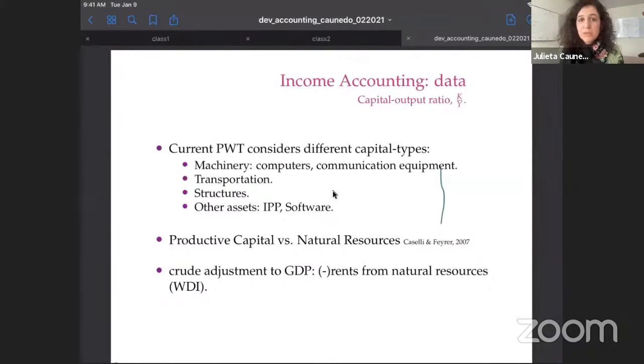And a crude adjustment to output that you can do is to just eliminate from output the rents that come from natural resources. The World Bank has put together a data set, now available through the World Development Indicators, that is going to allow you to know how much of your GDP are rents associated to these natural resources. So what I did in the accounting that I'm going to present is I took away from the value of GDP the rents from natural resources. Because if you don't do that, you're going to have countries like Qatar and Benin being super rich. They're basically living out of their oil rents, okay?